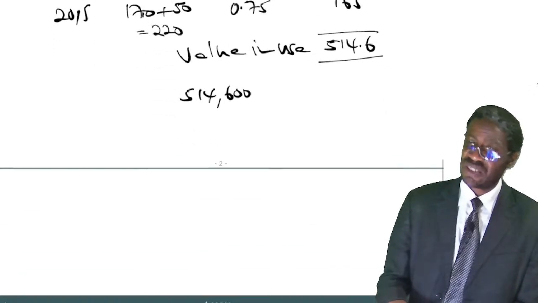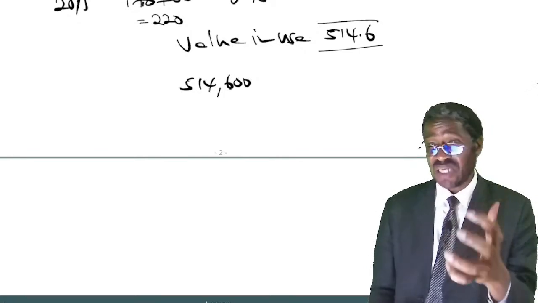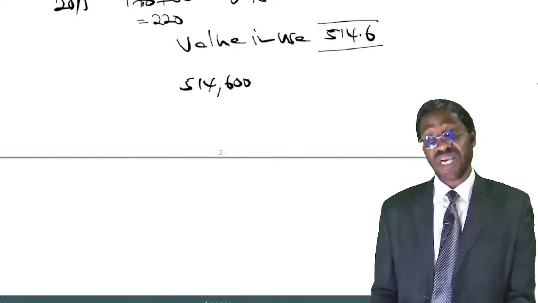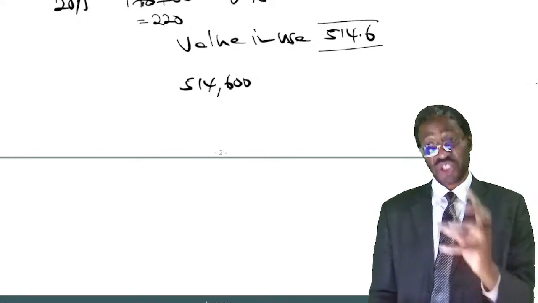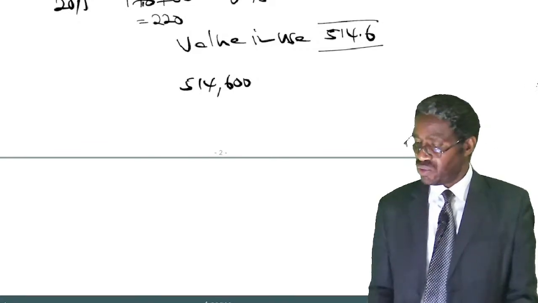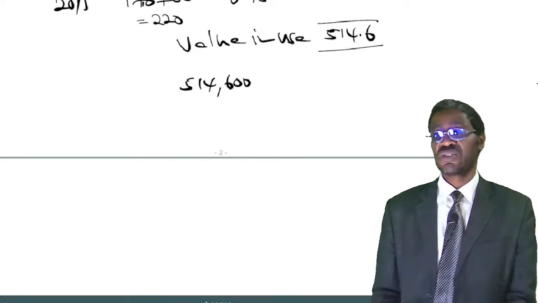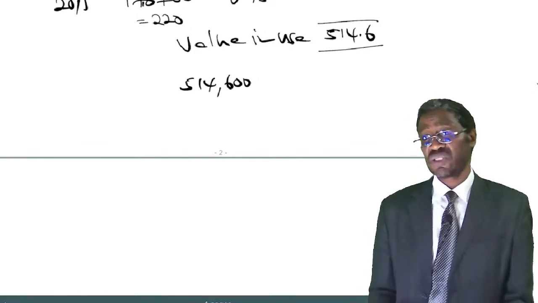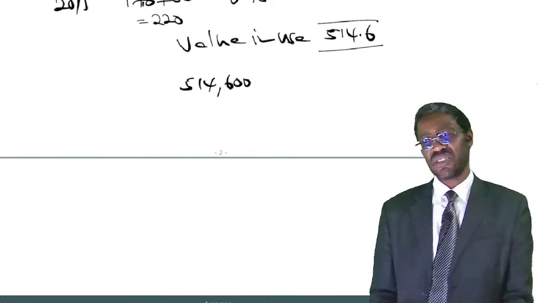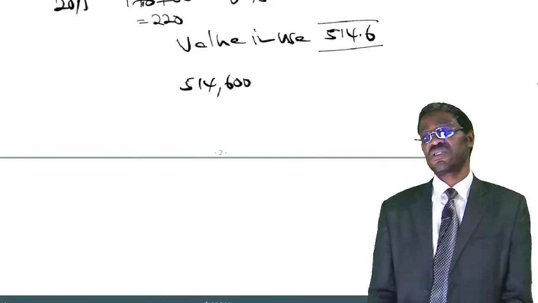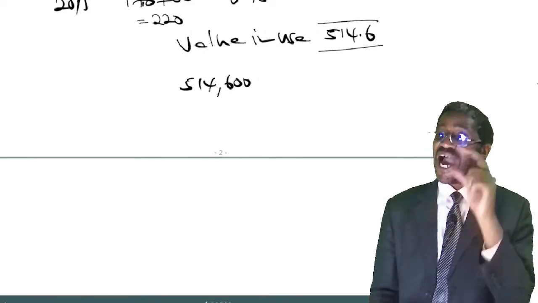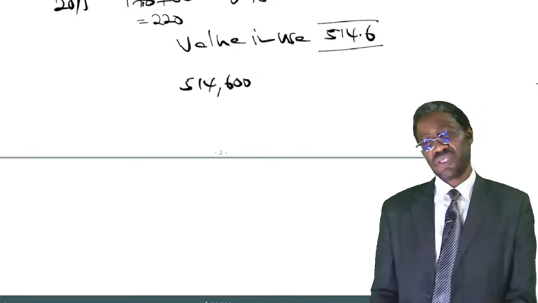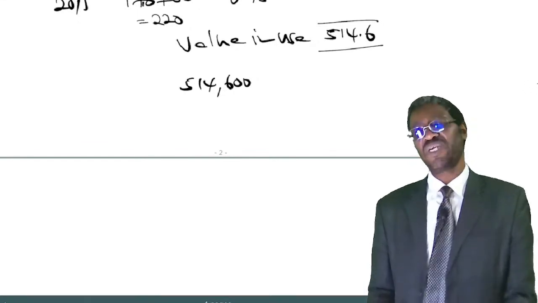So I want you to put down something like this: comparing the carrying amount of the plant, shillings 500,000, with its recoverable amount, shillings 514,600, the plant has not suffered any impairment loss. Good.